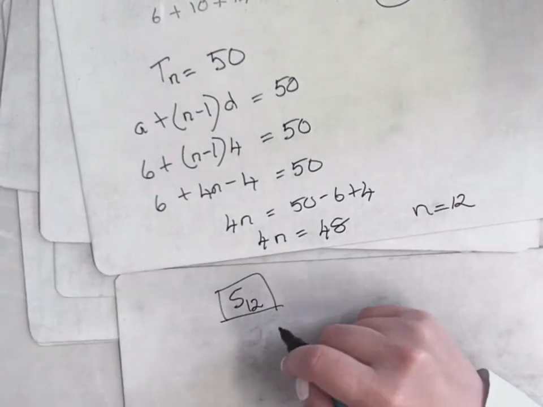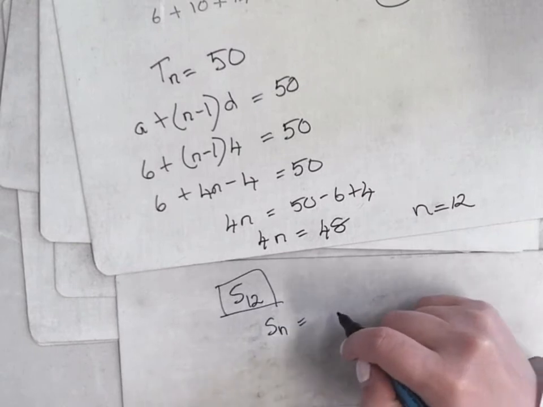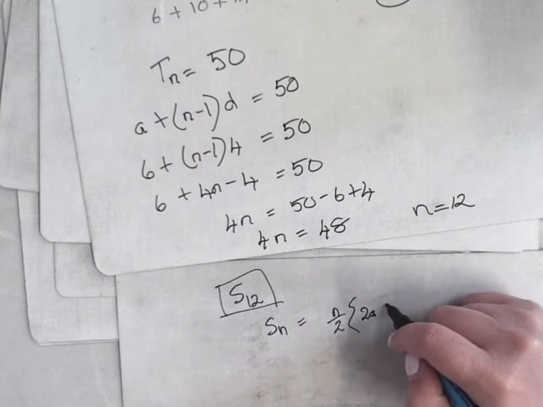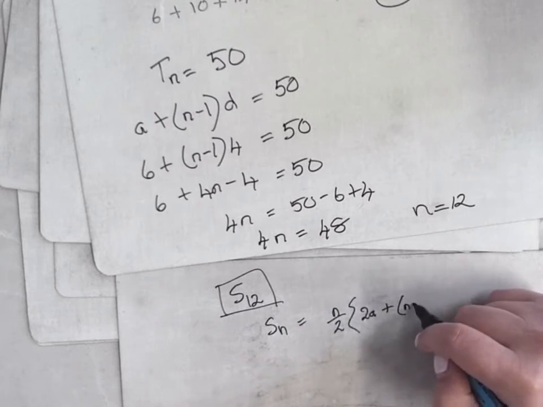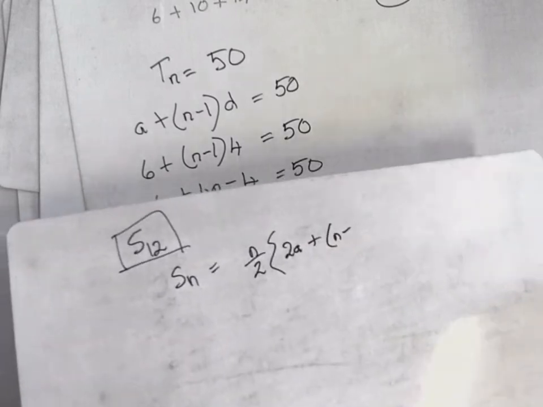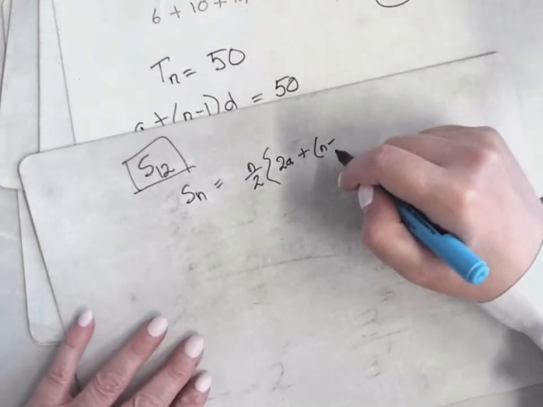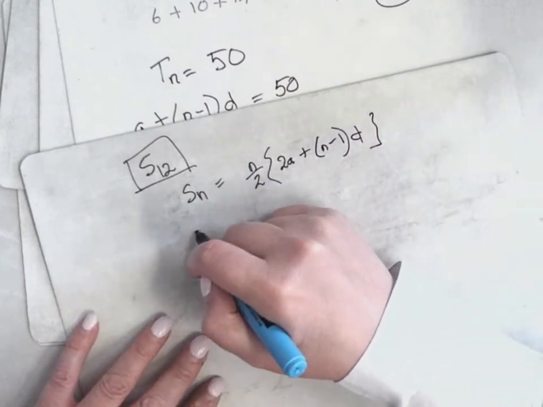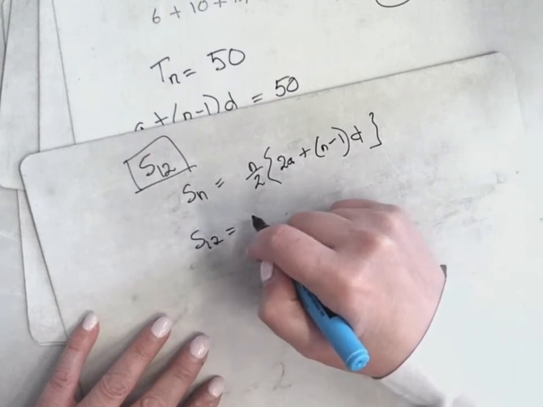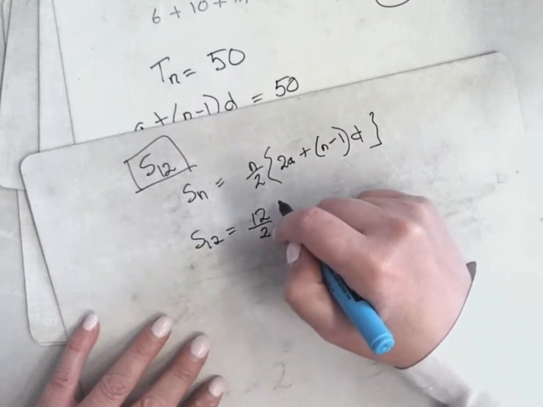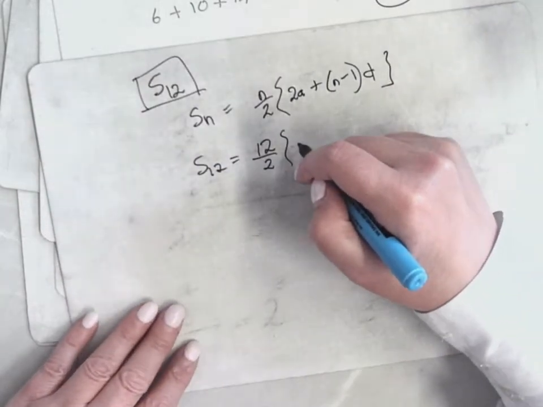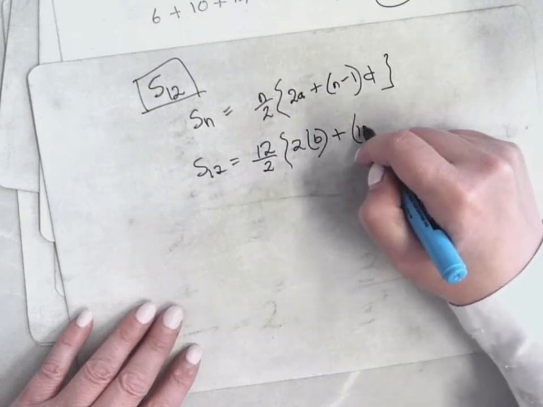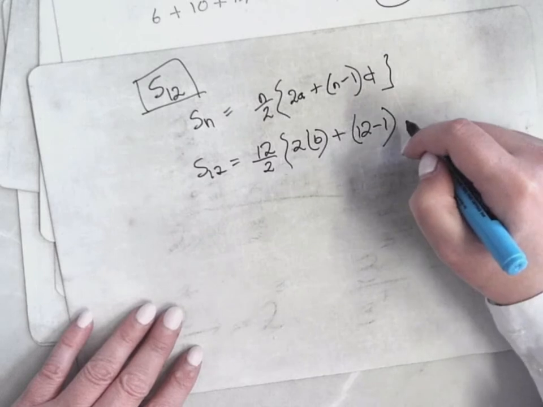So Sn is equal to n over 2 times 2a plus n minus 1 times d. Can I move it up? Have I cut anyone off? So I'm looking for term number 12. So I have to add the first 12 terms. So everywhere I see an n, put in a 12. A is what I had a minute ago. A is 6. So it's 2 times 6 plus, n is 12, 12 minus 1 times d, which is 4.